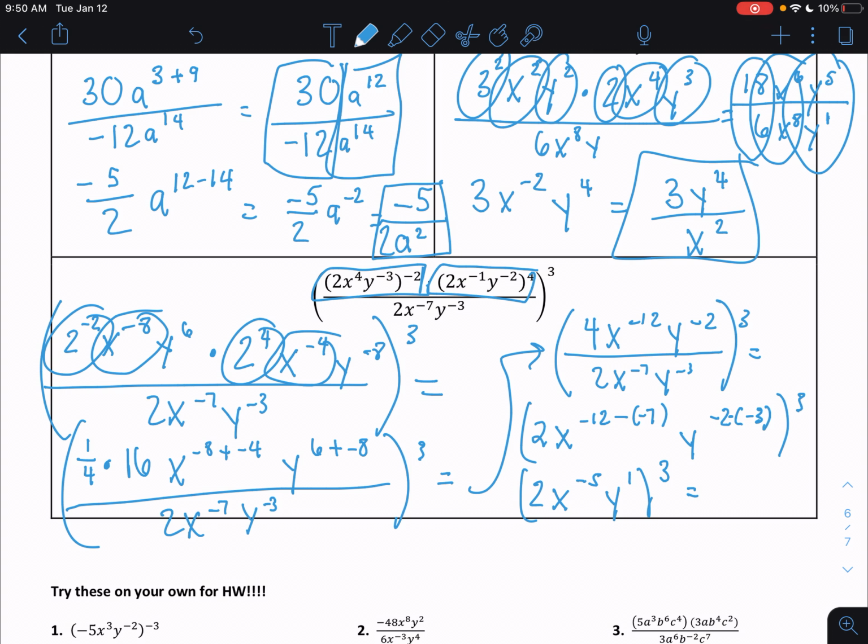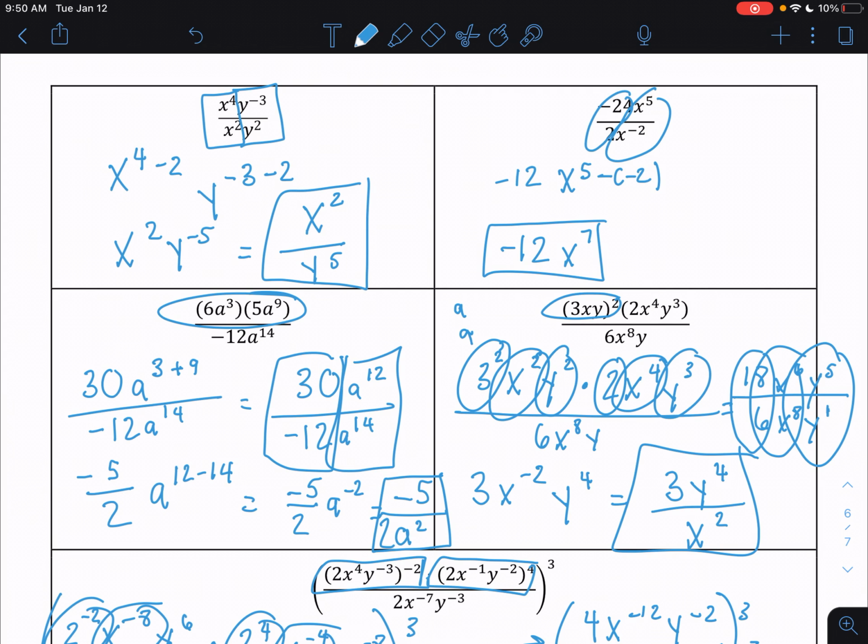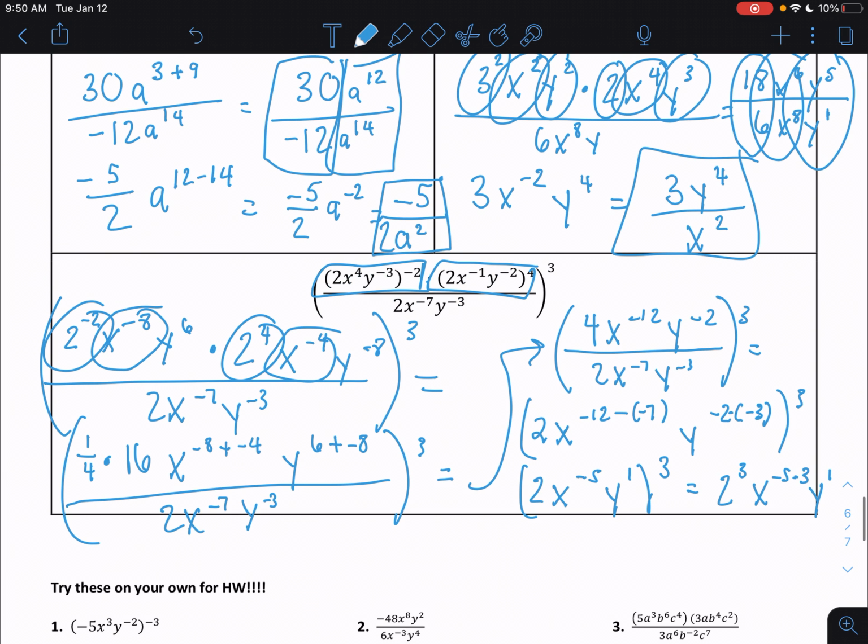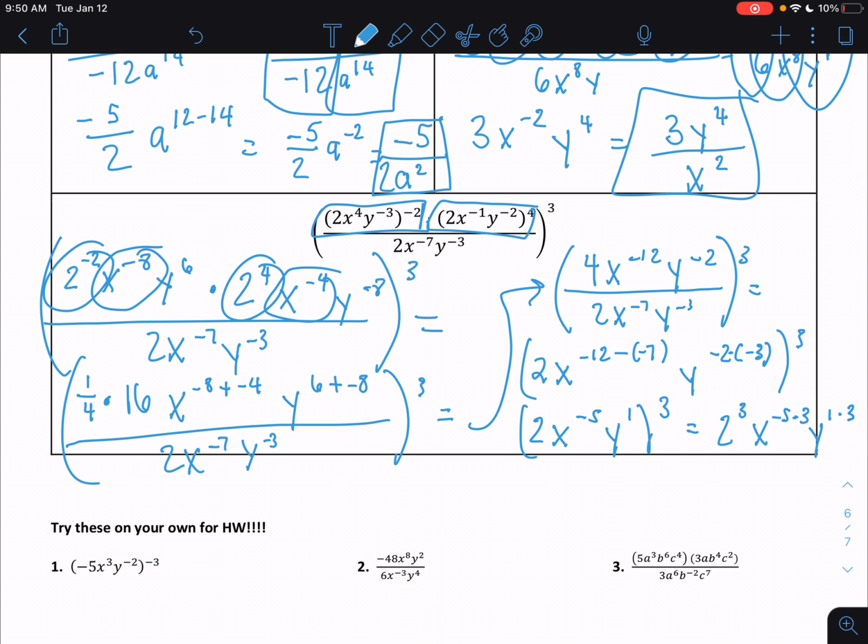Now we have to use this exponent here, right, with our power rule. So you'll have 2 to the third times x to the negative 5 times 3 times y to the 1 times 3. Which will give us 8 times x to the negative 15 times y to the third. And since we can't have negative exponents, we move the negative 1 to the bottom, and that's our final answer.